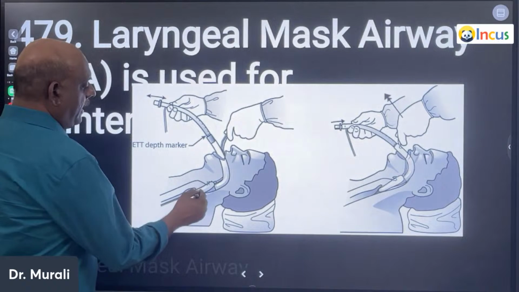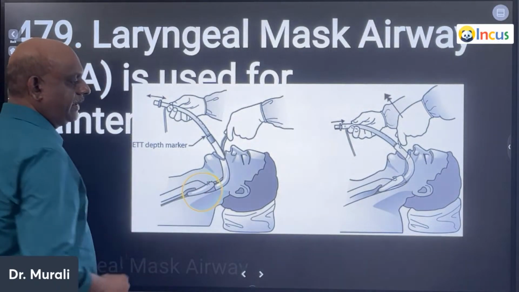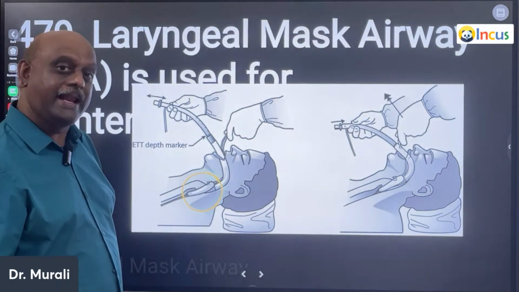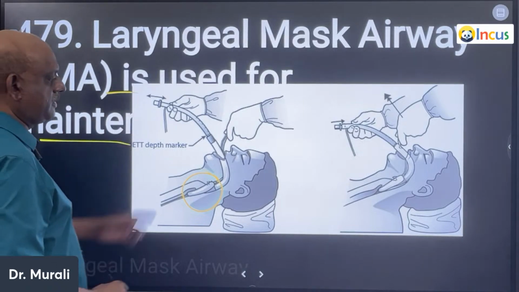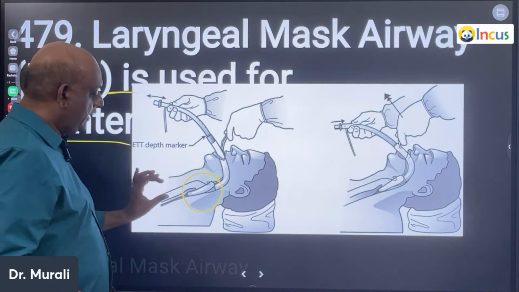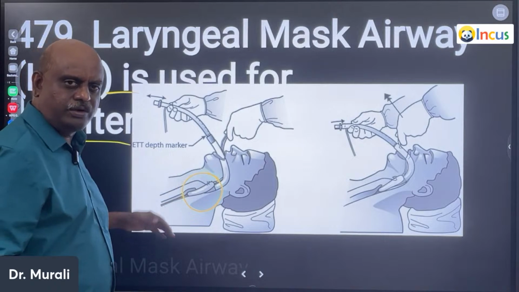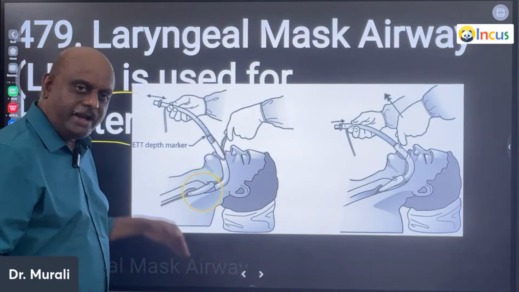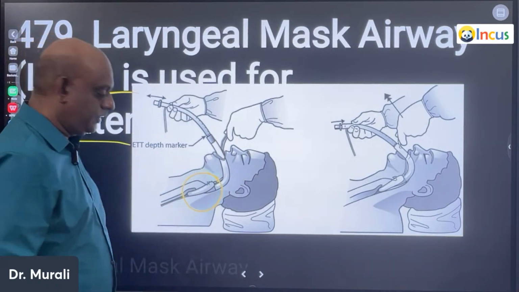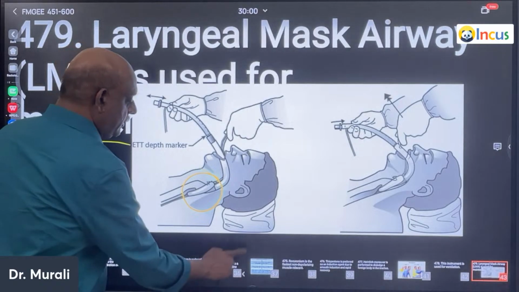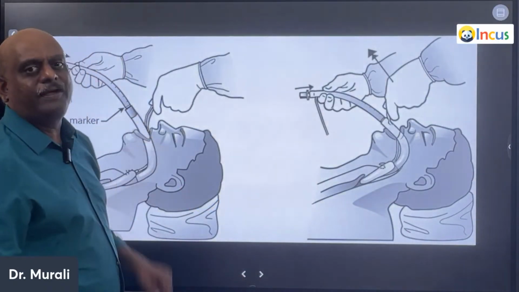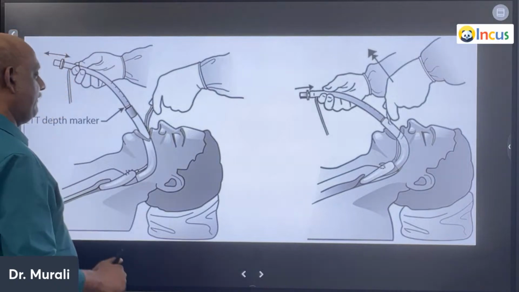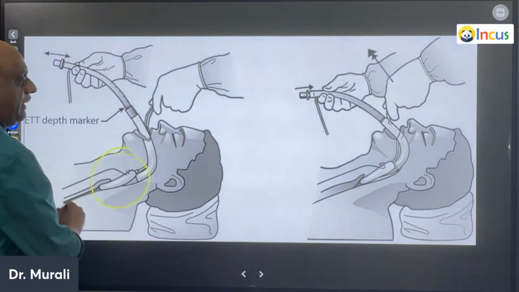So this is a laryngeal mask airway. It is also called LMA. LMA is used for maintenance of the respiratory tract without flooding of the GIT juices into the respiratory tract. A lot of times the examiner will give you an image of an LMA and ask you to identify. So this is the typical LMA.